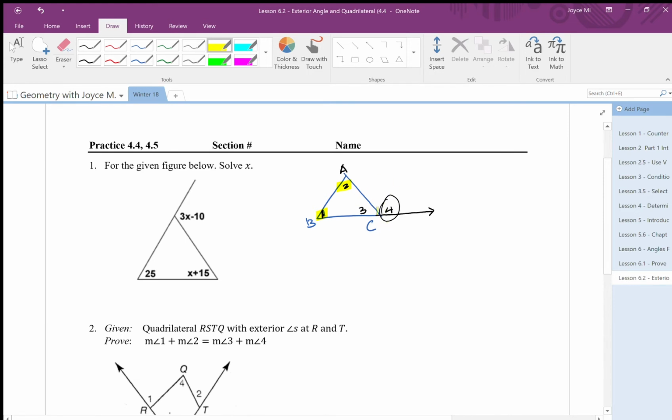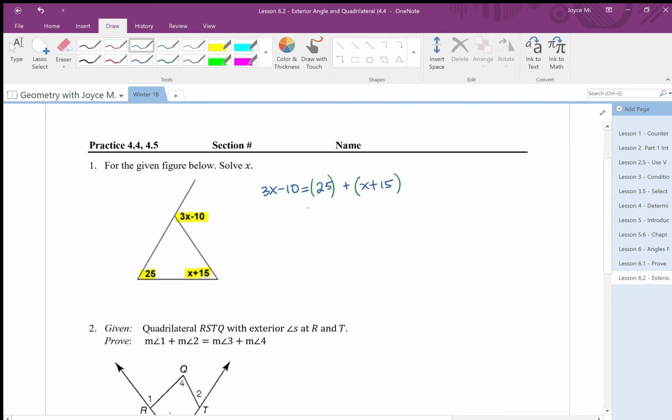By using this same principle, let's look at what's given here. We have an exterior angle right here, and these are two non-adjacent interior angles. To solve for x, I say the exterior angle is the sum of the two non-adjacent angles. The exterior angle in this case is 3x minus 10, and this is equal to the non-adjacent angles: one of them is 25, and the other one is x plus 15. So add them up. Now it's just a matter of solving.